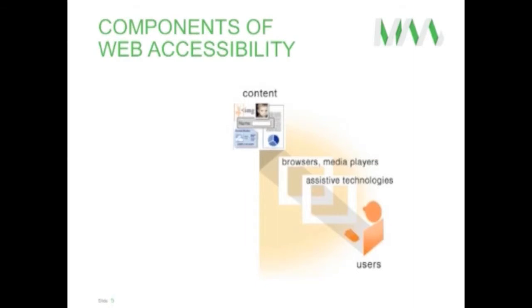The next component is actually the user component. So users will access information through web browsers or media players, or they may use some form of assistive technology. For people who are blind and vision impaired, the two main assistive technology devices are screen magnifiers, which essentially blow up the screen so that all images are larger, or screen readers, which actually read out what's on the screen.